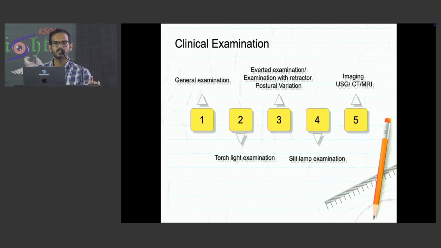And imaging is needed whenever you find that the swelling is extending beyond the fornices, or extending beyond the tarsus, or extending into the orbit.